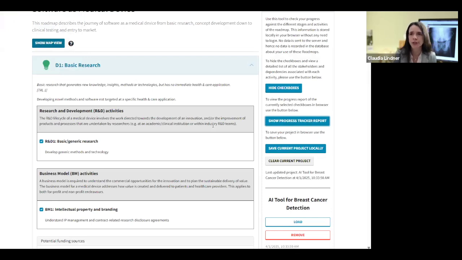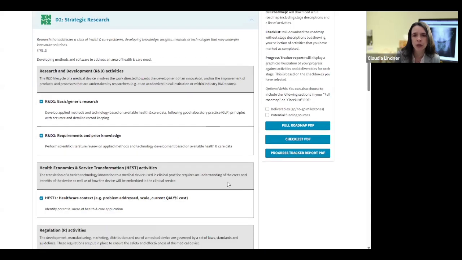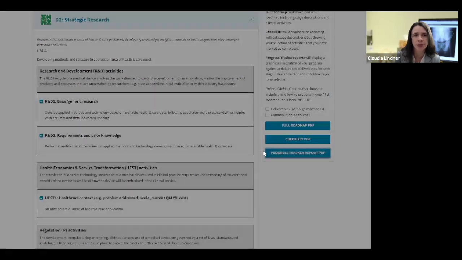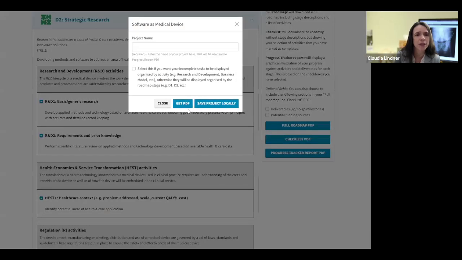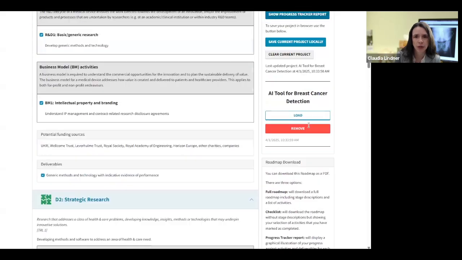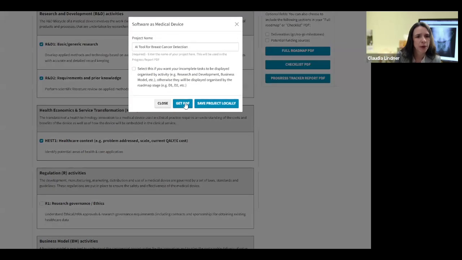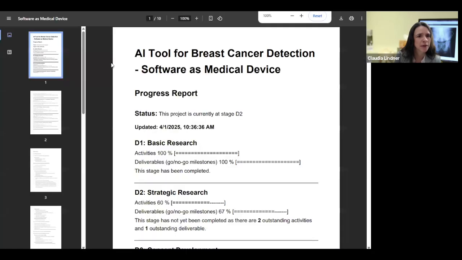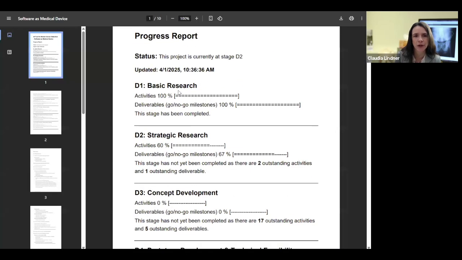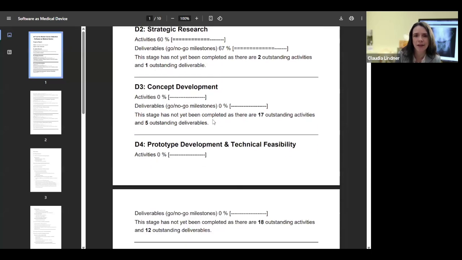Now, in addition to opening that in a web browser, if you wanted to include that information, for example, as part of project documentation or potentially as part of a funding application going forward, you could also export the progress tracker as a PDF document. I think I need to load the project, and then you do the progress tracker by PDF. Say get PDF. And then it generates a PDF document with that same content as on the web page, so that you can save it.